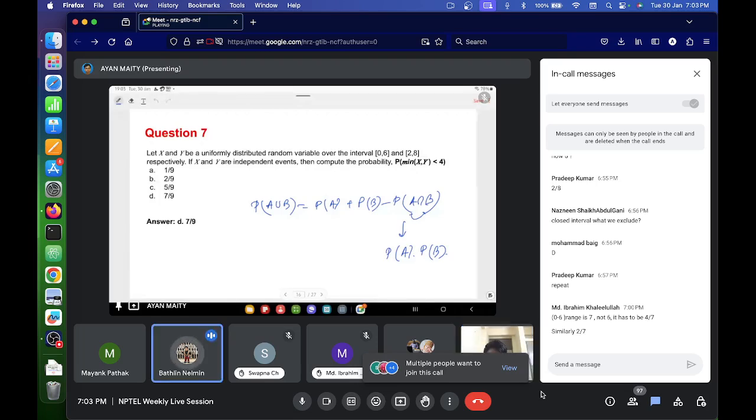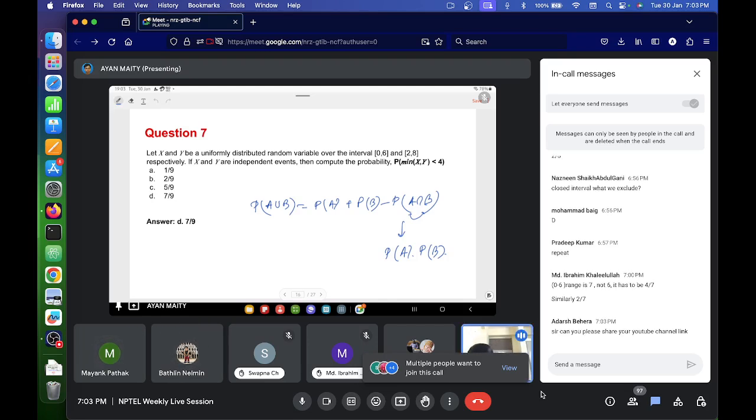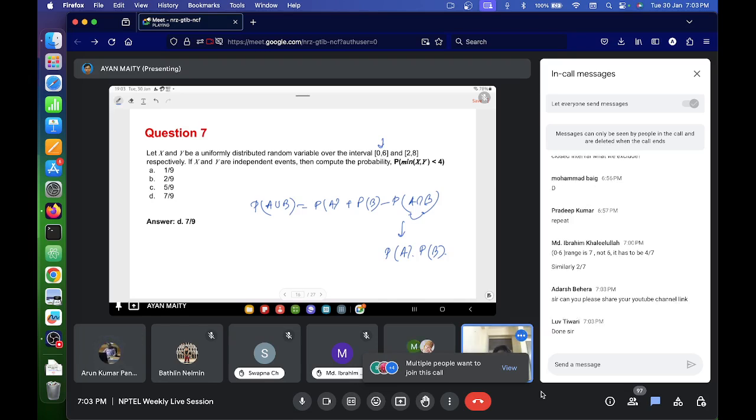How are we saying the values of x in 0 to 6 and y in 2 to 8 are continuous? These are intervals. x is uniformly distributed in the interval 0 to 6, and y is uniformly distributed from 2 to 8. Sir, is this like range 2, 3, 4, 5? No, I am saying continuous variables. Continuous means it can take 0.1, 0.2, 0.3, any value, not discrete. If it was discrete, then 7 would be the denominator in that case.